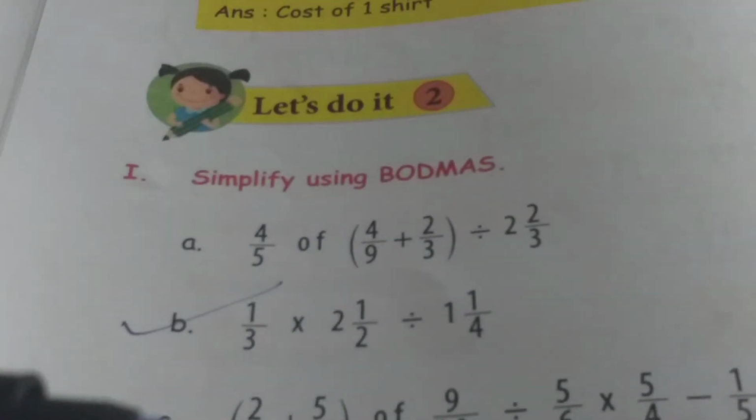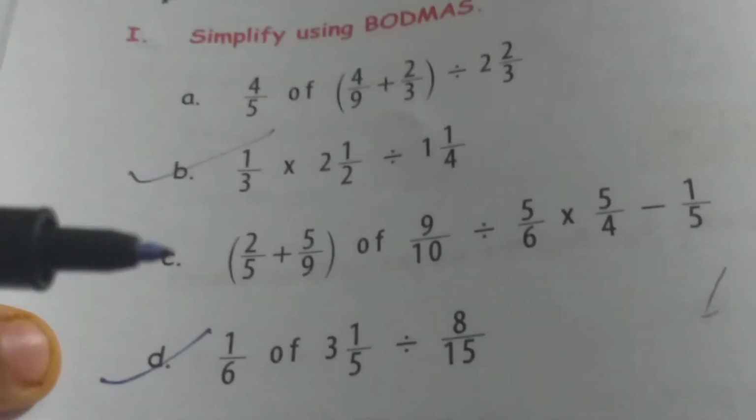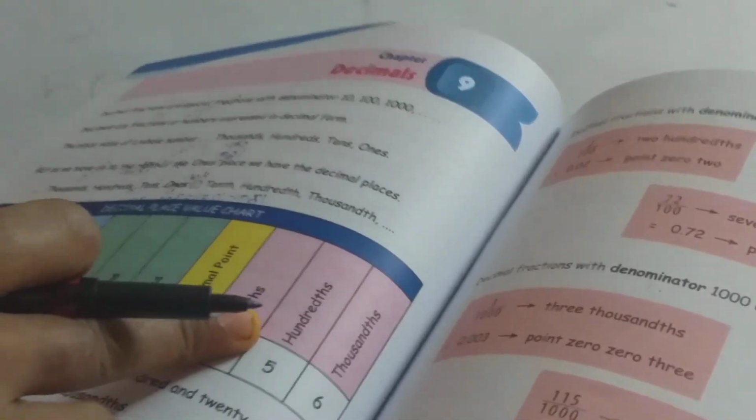Enough. Okay, with this we have completed our chapter. Okay na? Do B and D as homework, children. Do B and D as homework. Okay? Yes. In the next class, we are going to start decimals. Yes? If you have any doubts, call me and ask. Okay? Put a message. Thank you.